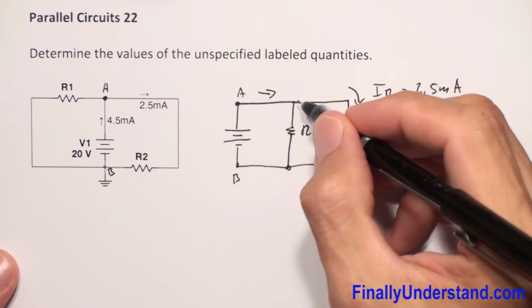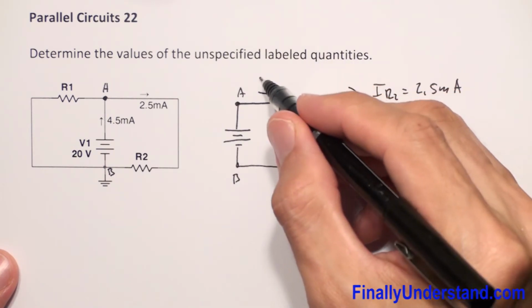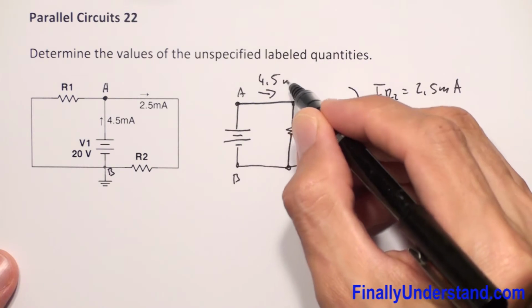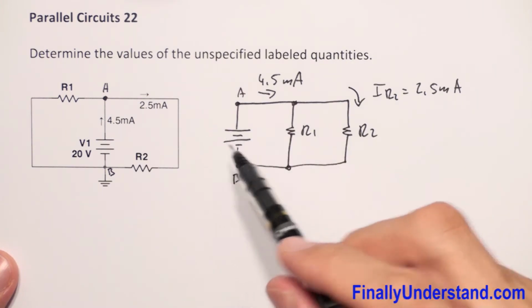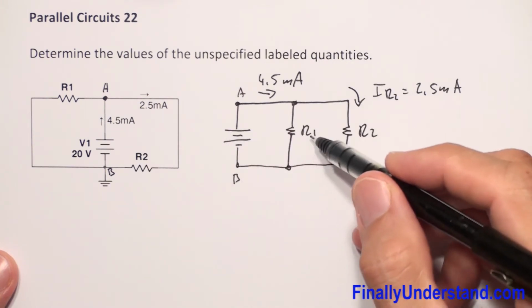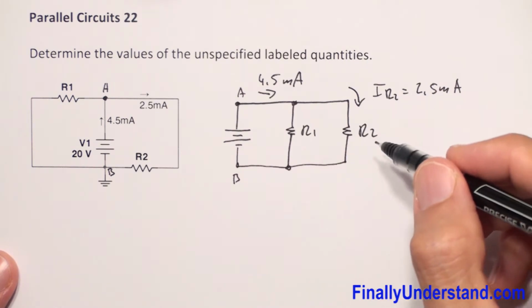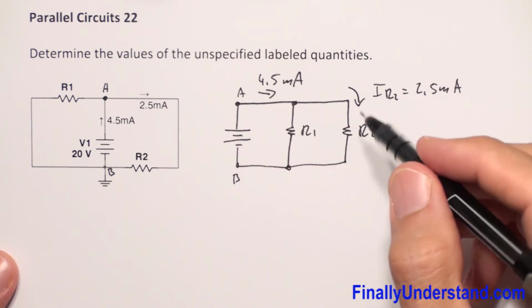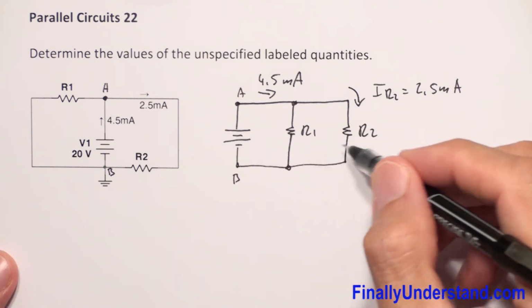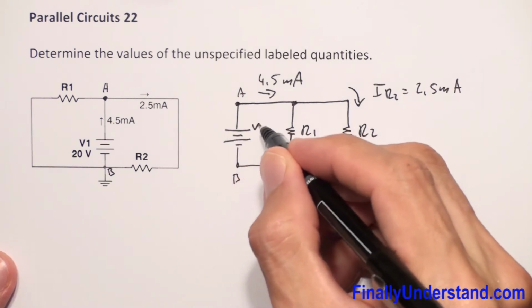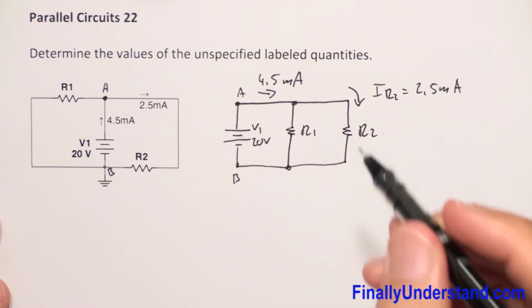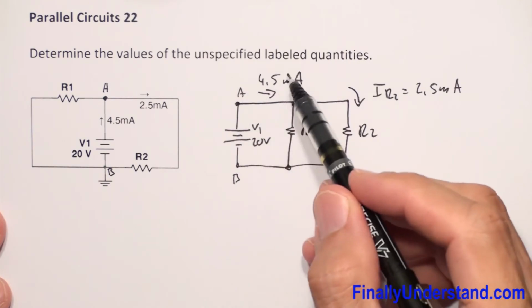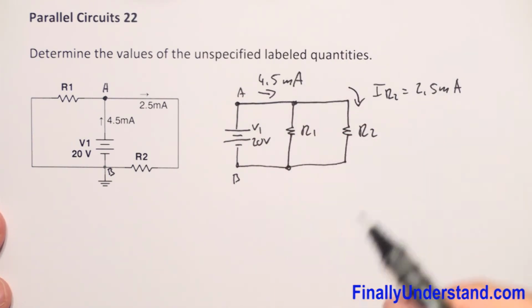And this is equal to 4.5 milliamps. So we have to find the current which goes through resistor R1. We have to also find the resistance of R1 and R2, and we know also that V1 is equal to 20 volts. So among the unspecified quantities, we have to find R1 and R2.